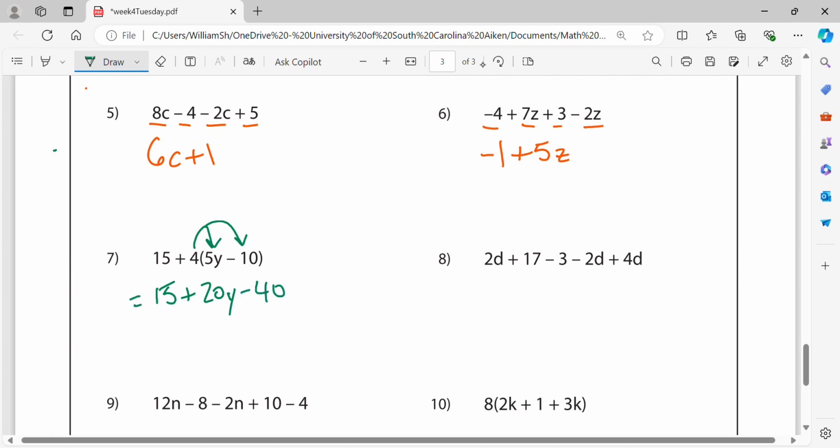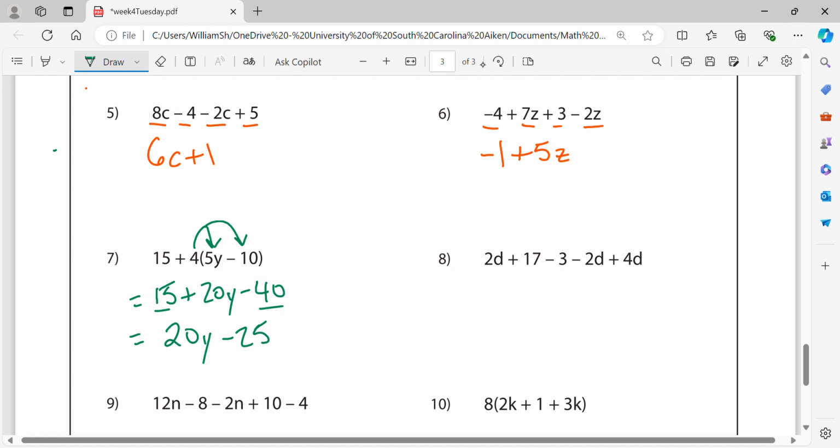Okay. Now, I can combine these two constants. I can combine the 15 and the negative 40. 15 minus 40 should give us minus 25. So I'm going to have 20y minus 25. Okay.